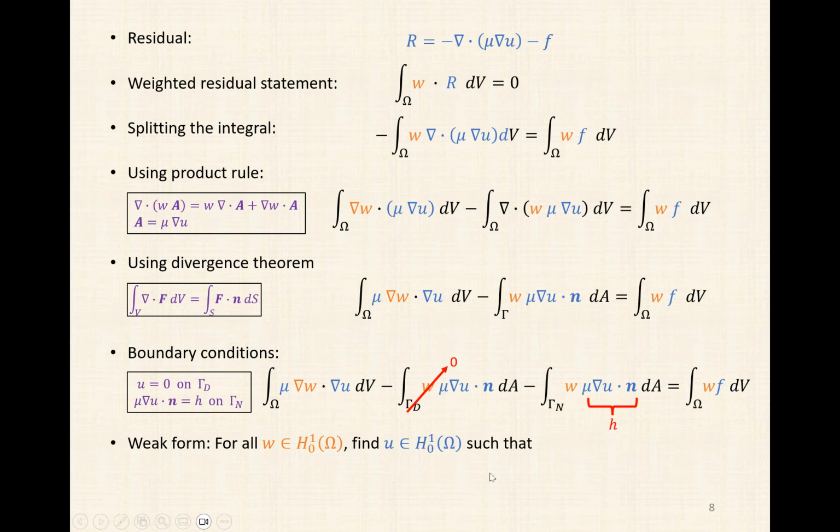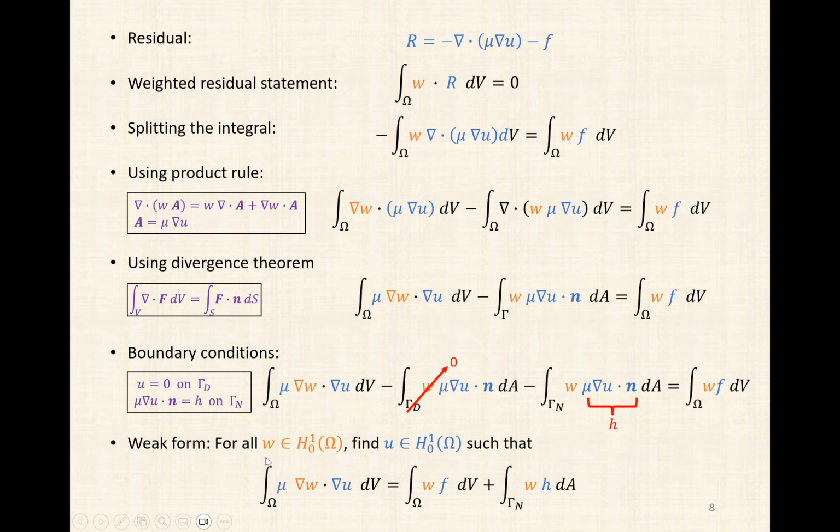So we write the statement like this. For all w in the H10 space, find u, and u should also be in the H10 space, because u should satisfy the condition that u is equal to 0 on the Dirichlet boundary. So we need the H10 space such that this expression is fulfilled.